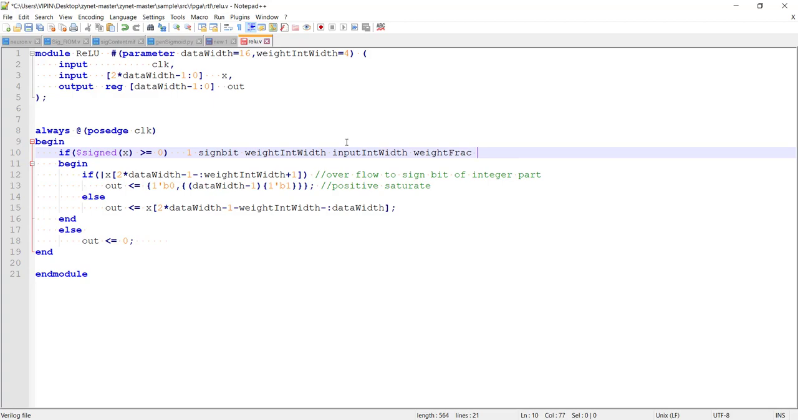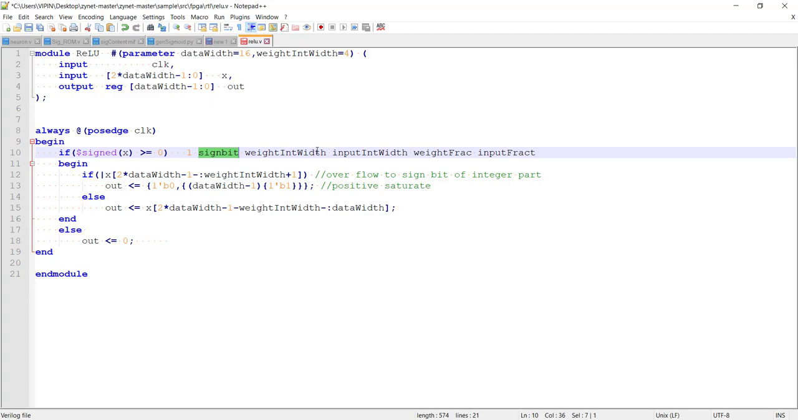Then we have input fractional. That's how this entire x is composed. So we check the sign bit here. That is greater than 0, which means this bit is 0. Now what I need is to make sure the output integer width will be the same as this input integer width. That is when there is no overflow.